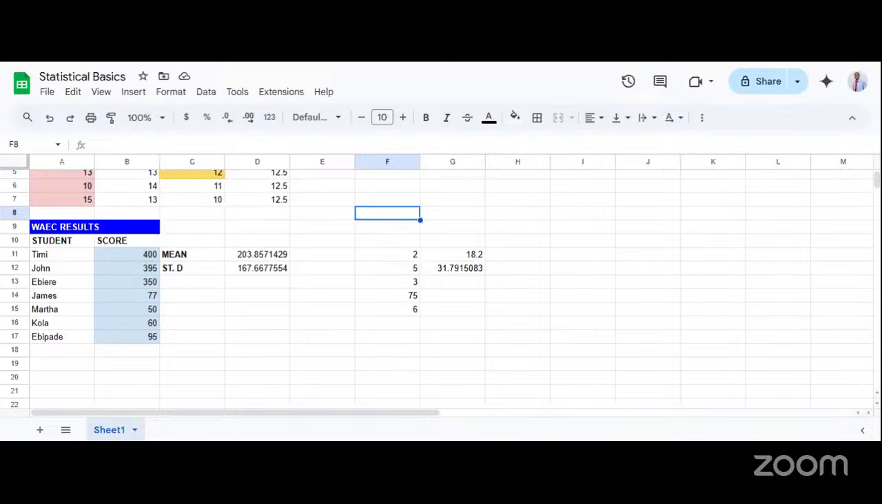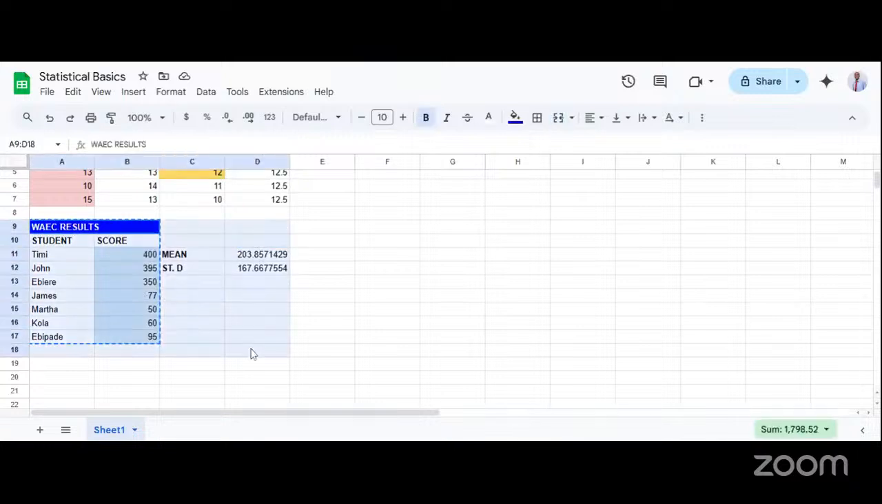So let's try this now. If you notice, when we did the standard deviation for the students' WAEC results, the standard deviation was very high. I said that it was because what this story is telling us is that the values here are very far from what the mean might be. But let me give you another instance now. So let me still copy this.